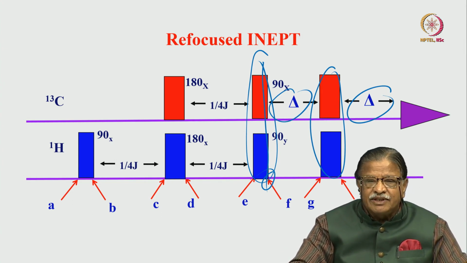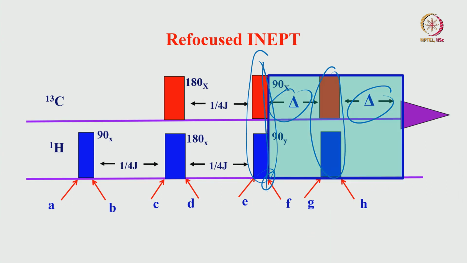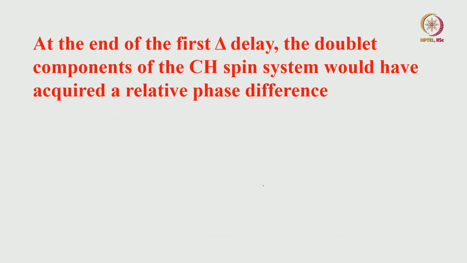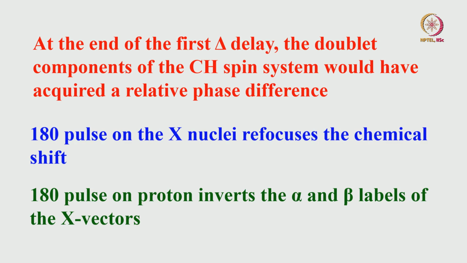What is going to happen for this now? Let us see, especially for this part. Up to this we have already understood. At the end of the first delay, the doublet components of the CH spin system would have acquired a relative phase difference. The 180 pulse on the X nucleus refocuses the chemical shift.